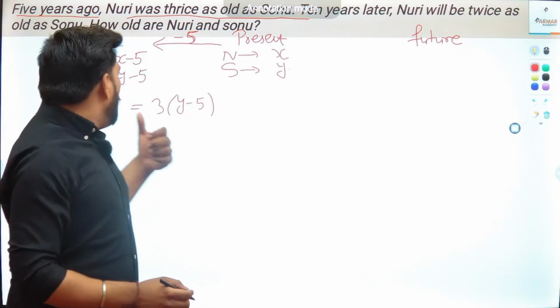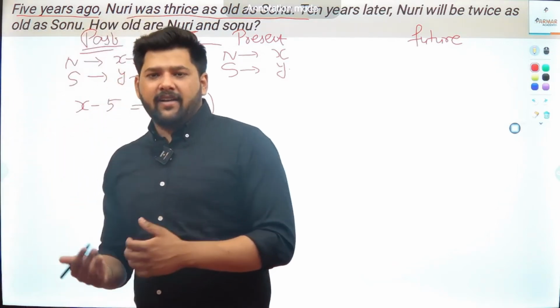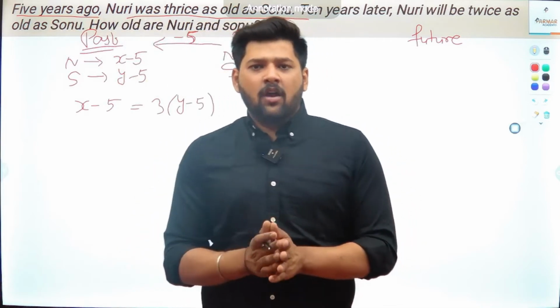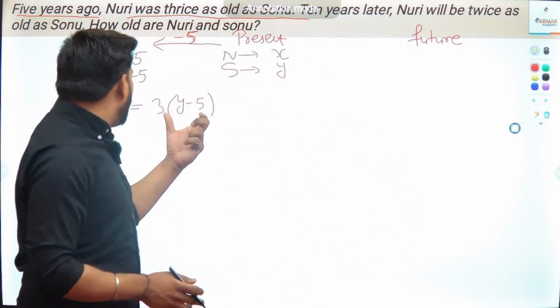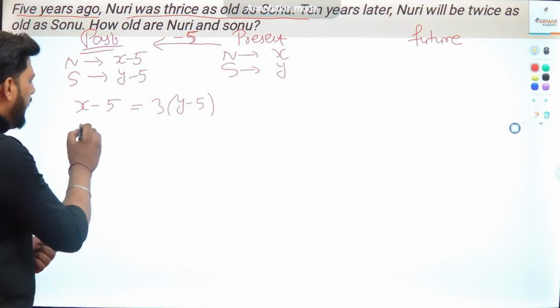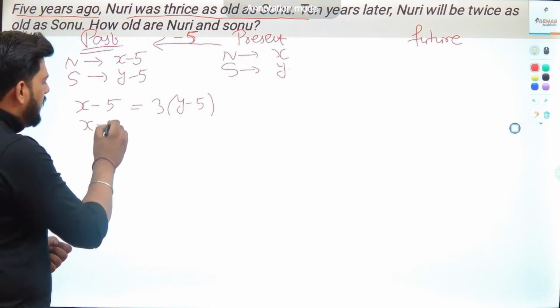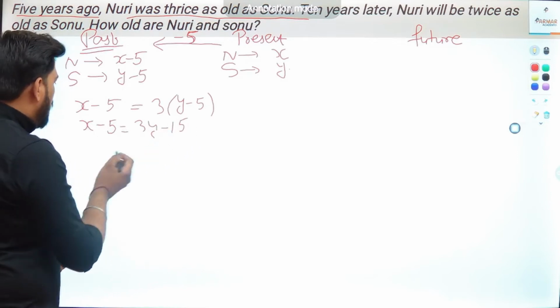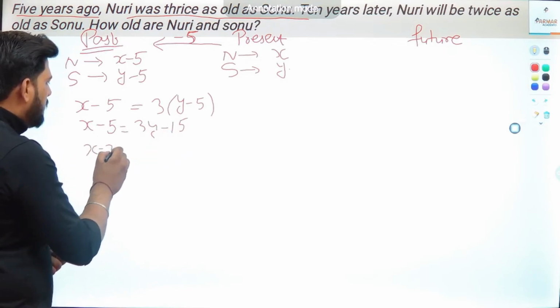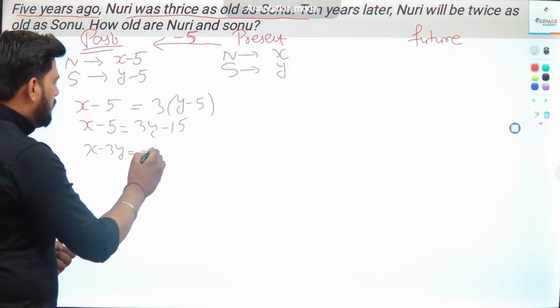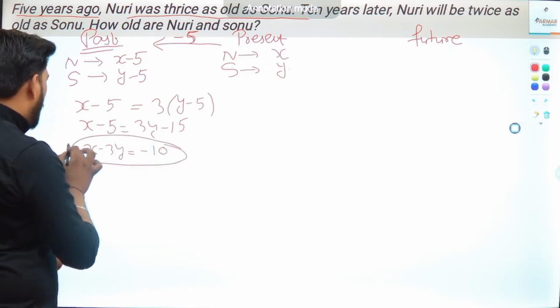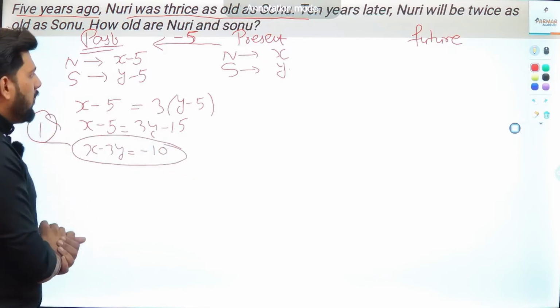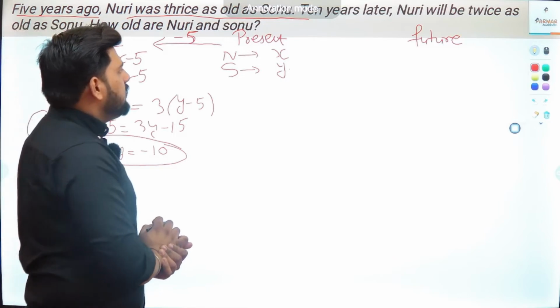Because Noori is already elder than Sonu, to equate them, we have to multiply the age of Sonu by 3. So from here we get the equation x minus 5 is equal to 3y minus 15. So that is x minus 3y is equal to minus 10. This is our equation number 1 from the first condition.